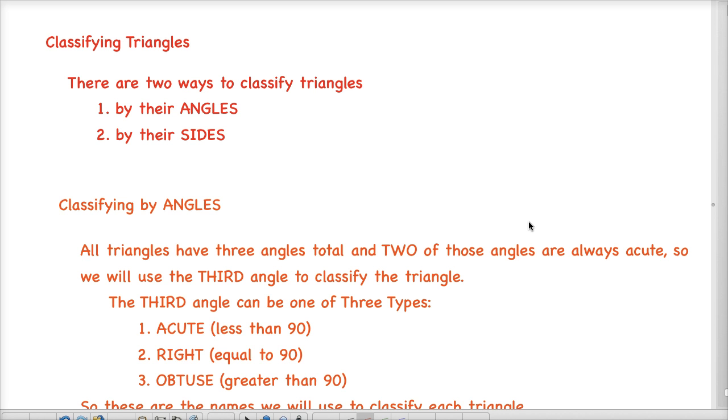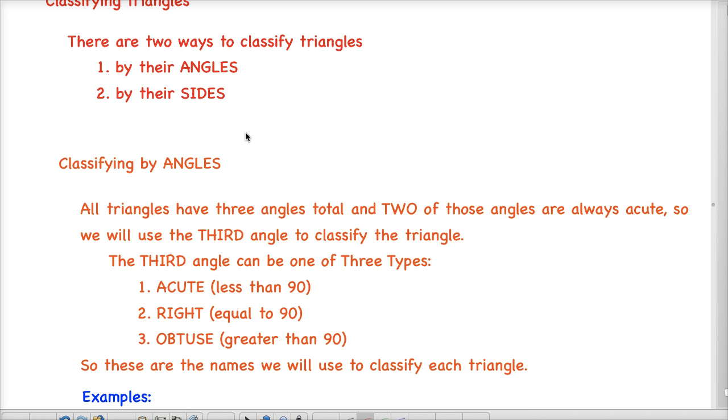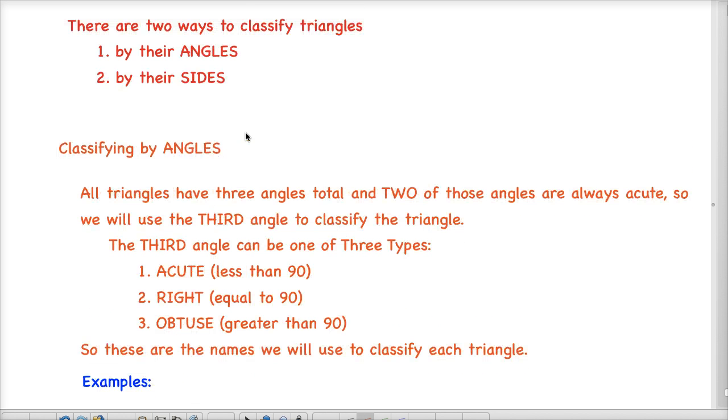So when we're talking about important parts of triangles, the two parts that we think of the most are the angles and the sides. So we're going to have two ways to classify these triangles, one using their angles and one using their sides. So first let's talk about classifying triangles by the angles. First of all, triangles have three angles by definition, and two of those angles are always going to be acute. That's just the way that it works if you're going to make the shape of a triangle. Two of the angles are always acute.